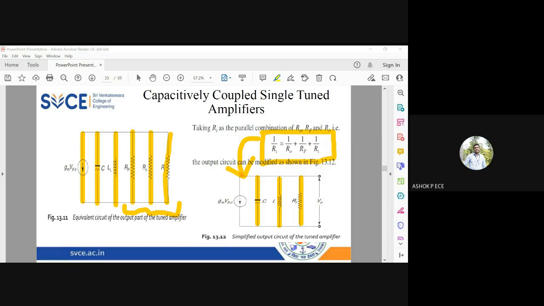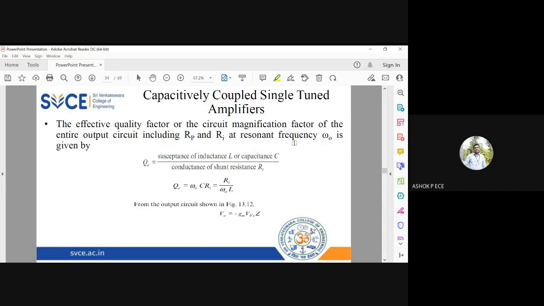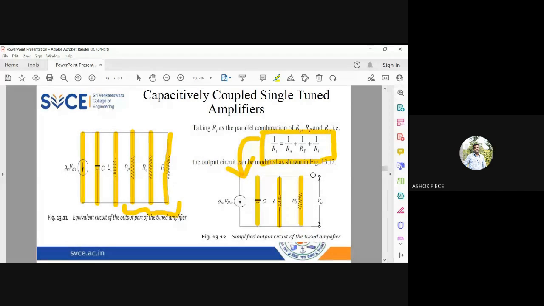I already said this derivation is very, very important from exam point of view. So without skipping any step, if you write, you can easily get into the flow of the derivation. Okay, so now for this circuit, I'm going to find the quality factor.